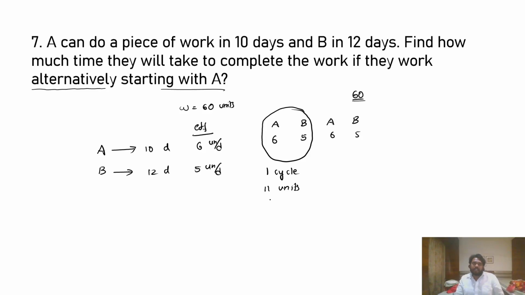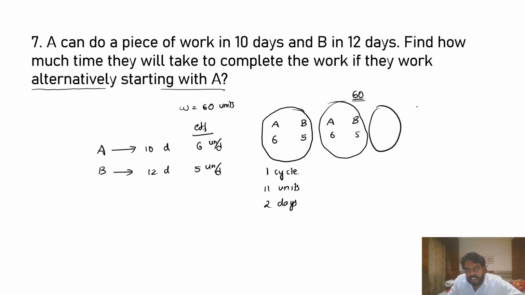And how many days? Both the persons are working on 2 different days. First day A, second day B. So obviously 2 days. Correct. So one more cycle: 11 plus 11, 22. One more cycle, 33. One more cycle, 44. One more cycle, 55. So like that you got 6, 5, 6, 5, 6, 5. Total 5 cycles, and a new cycle started. And try to understand, 11 units per cycle, 5 cycles, 11 fives are 55 units done.